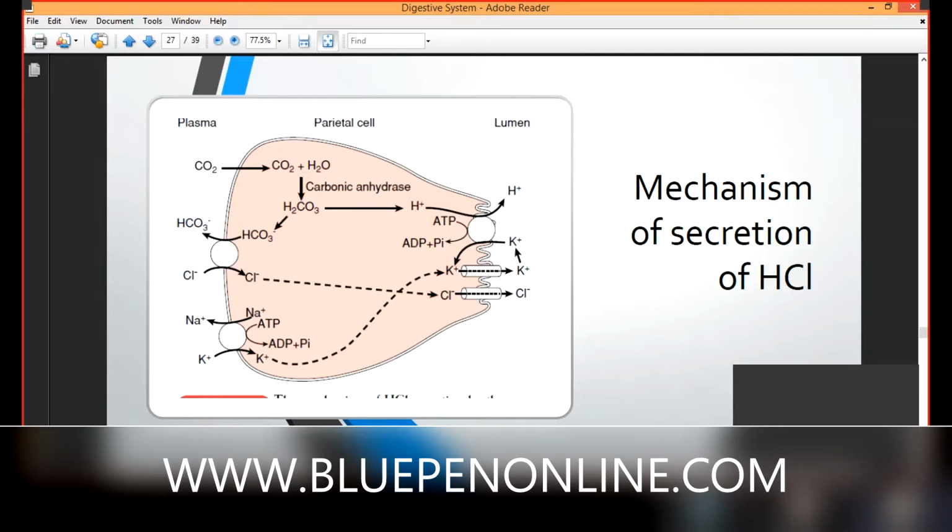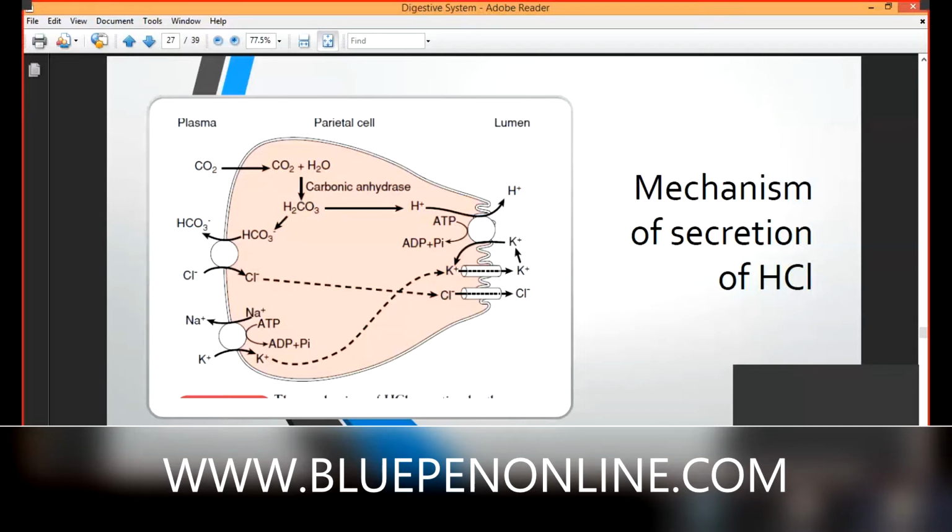So the Cl minus reaches the canaliculi, from the extracellular fluid, then to the cell, and then to the canaliculi. So they develop a negative potential, as negative ions are transferred. So this causes flow of K plus ions.